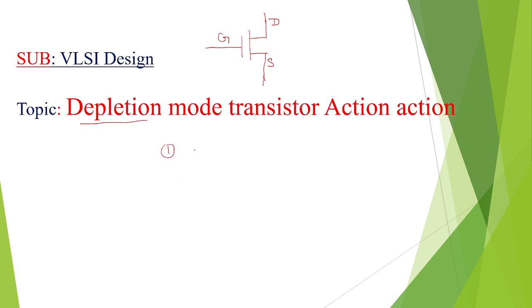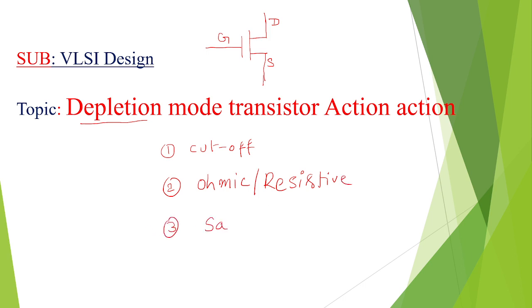The regions are: one is the cutoff region, one more is the ohmic or resistive region, and one more is the saturation region. Three regions are there for depletion mode transistor action. As I said, depletion mode means there is no extra supply required.